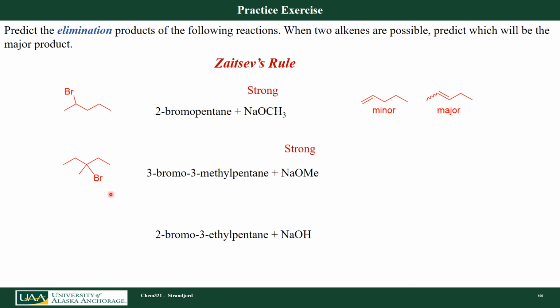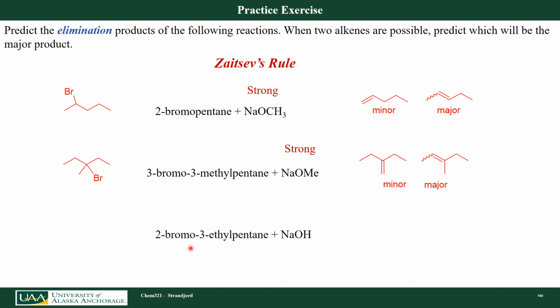So if I predict the product, I'm going to predict that I'm going to remove either one of these 2 or one of these 2. And when I look at my product mix, that's what I find out. My product is the more substituted alkene. Again, I've drawn this squiggly line to represent the fact that I could get either the E or the Z stereoisomer. My minor product would be this alkene that's only disubstituted.